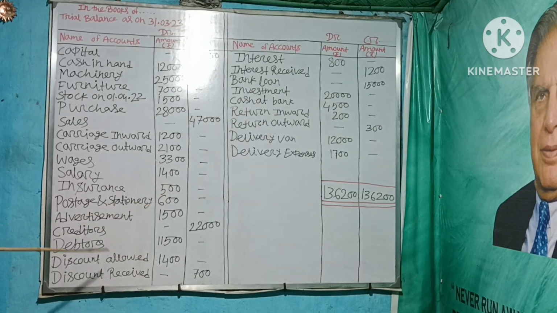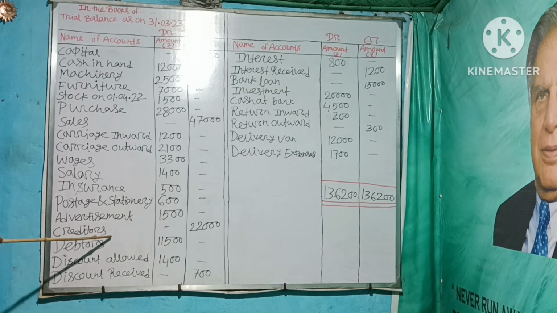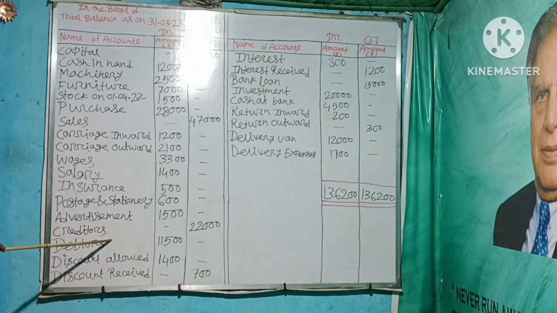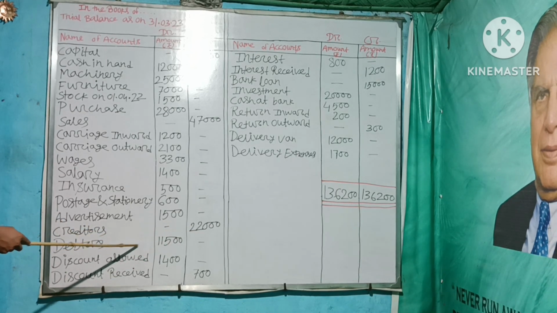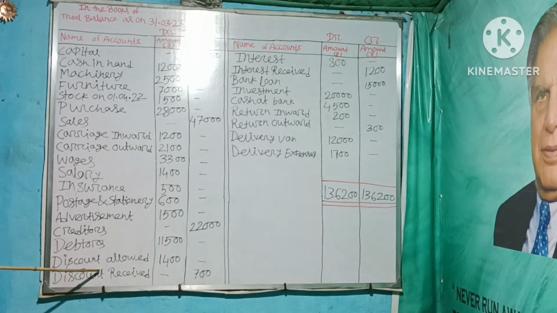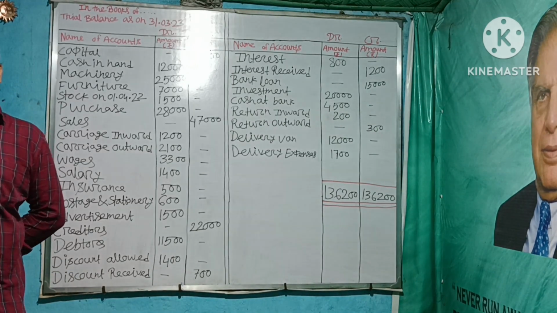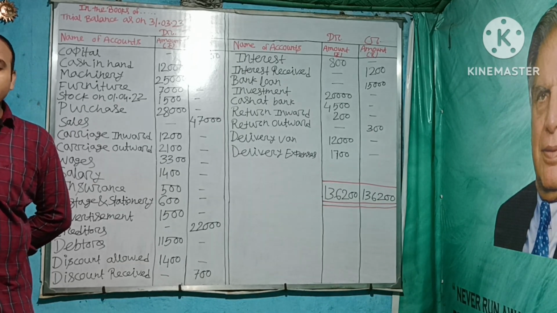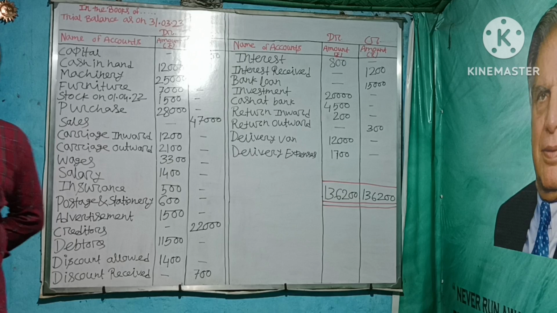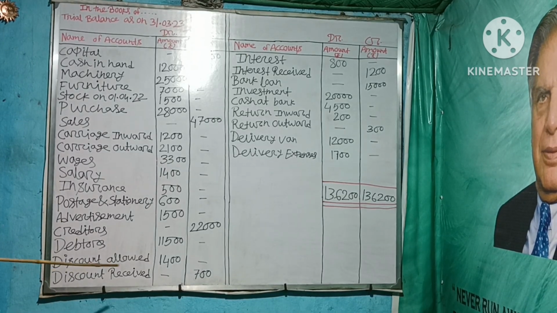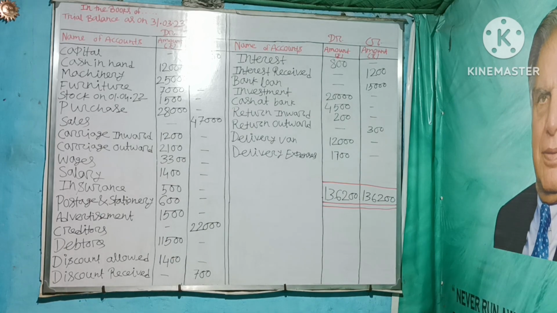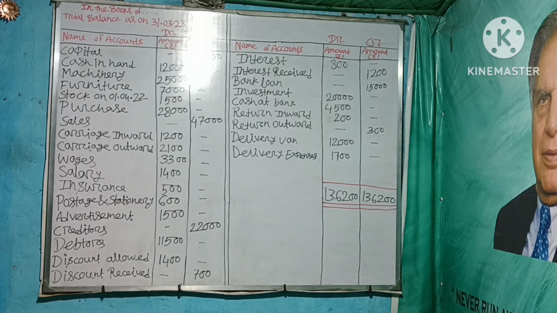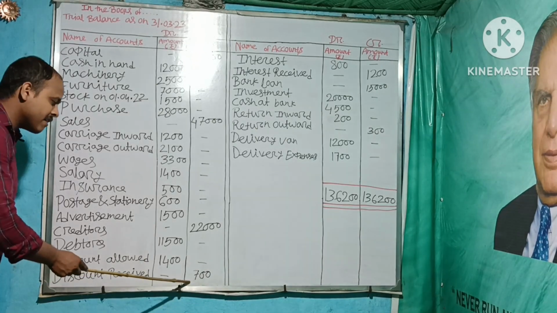This is an expense, 600. Advertisement 1,500. Creditors we already discussed, creditors are always a credit balance, 22,000. Debtors, this is an asset, 11,500. This is our debit balance. Discount allowed. Discount allowed is always an expense, because if we allow discount, then this amount is lost. For that reason, this is a type of expense, and discount allowed is always a debit balance. Discount received is a type of income. For that reason, discount received is always a credit balance, 700.